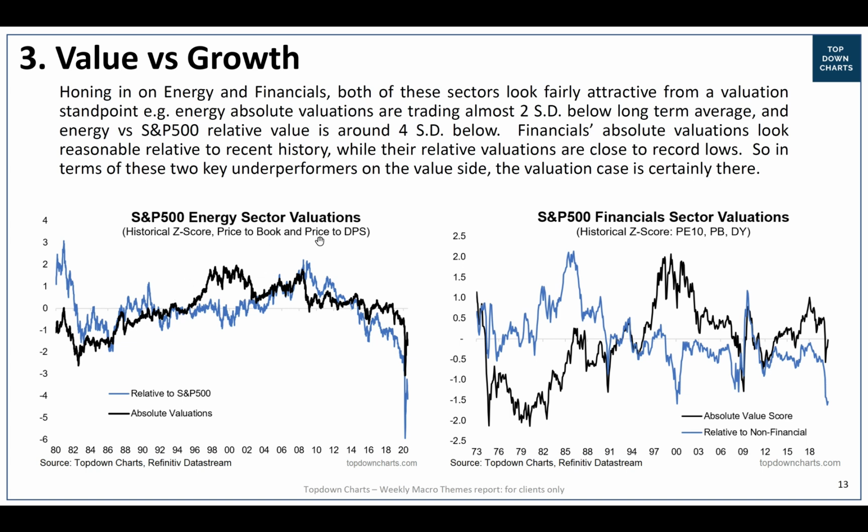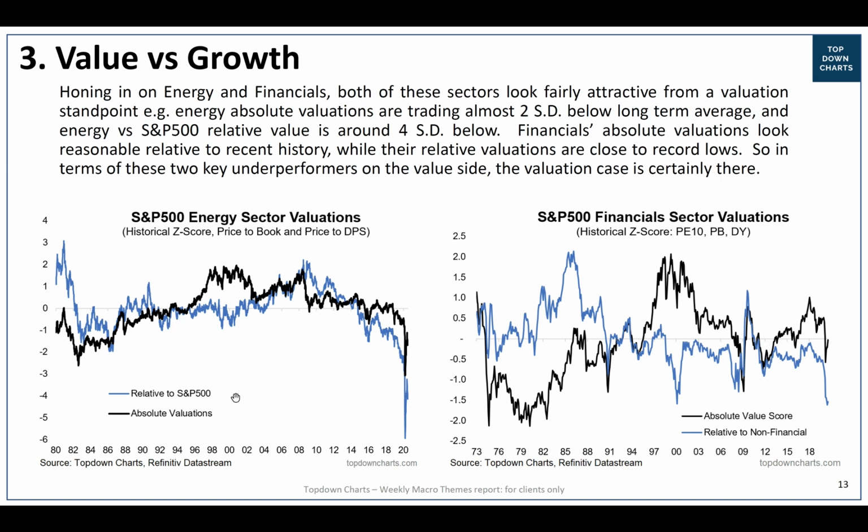The energy sector valuations chart on the left there, the black line is absolute valuations. So this is a combination of price to book and price to dividends, so the inverse of the dividend yield. And it's the historical Z-score of that, so how it's tracking versus history. And you can see there that it briefly got to a record low, at least in the history that we have, and currently is still tracking over one standard deviation cheap versus long-term average.